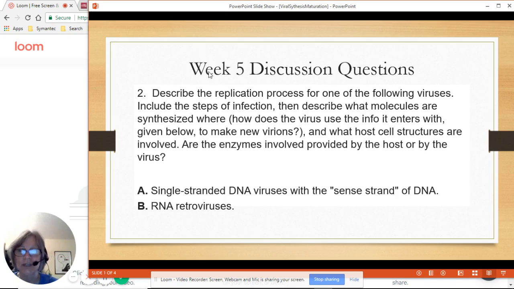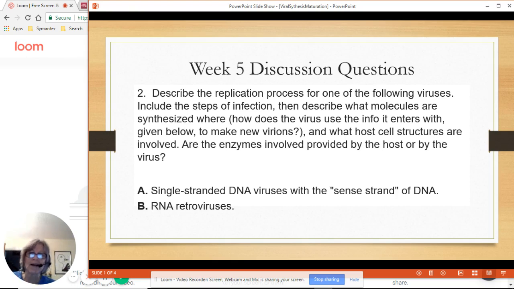You all did really well with number 1. You would not take an antibiotic for a viral infection because antibiotics are designed to attack specific bacterial components and structures. Viruses don't have those, so they're ineffective, and they can actually weaken us by eliminating the good bacteria that we have on our bodies.